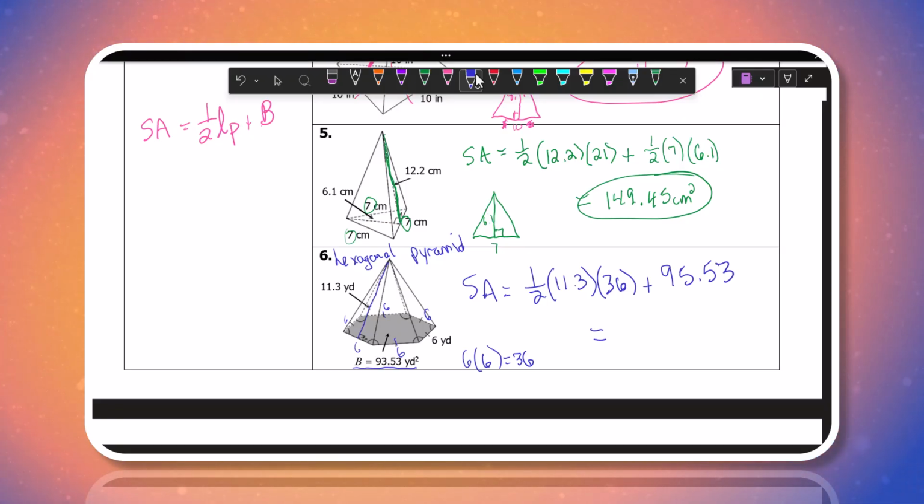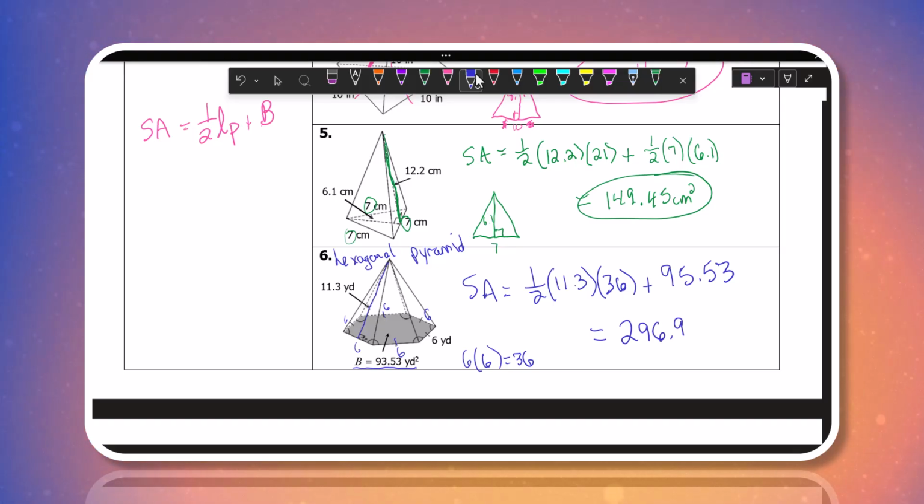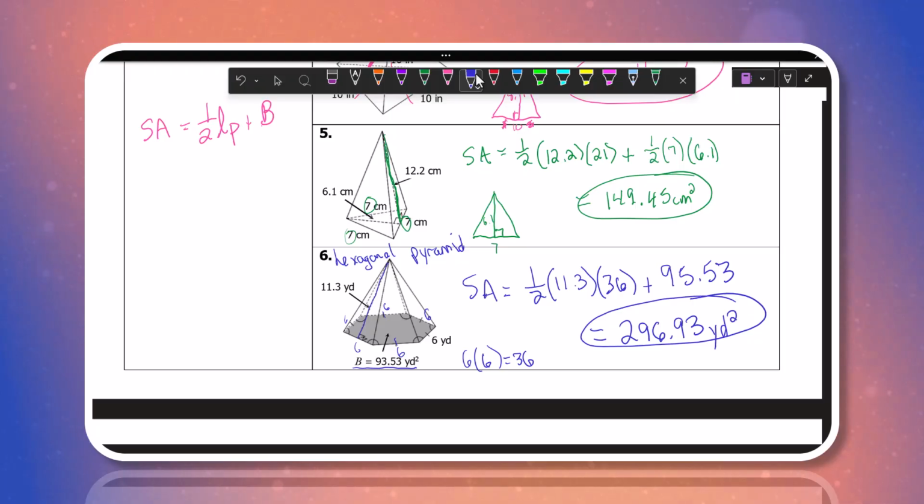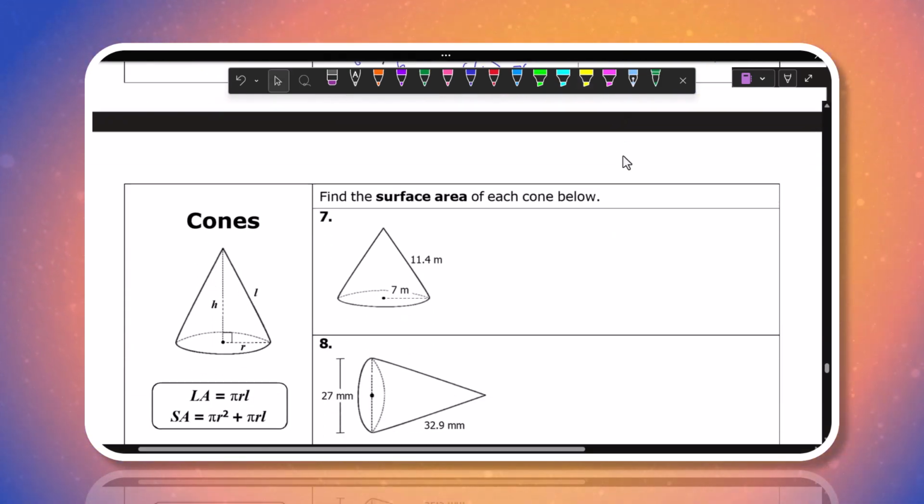Again, we throw that in Desmos or our calculator, and we get 296.93 yards squared. That's how we find the surface area of pyramids. Let's switch gears to cones.